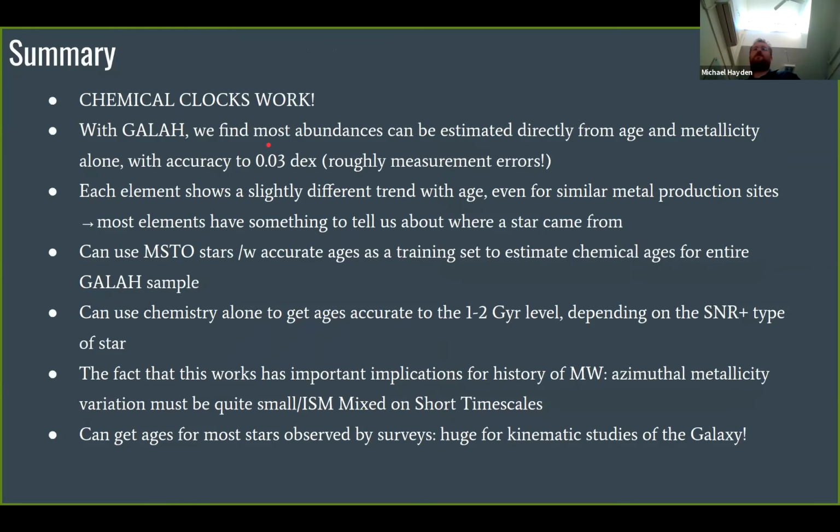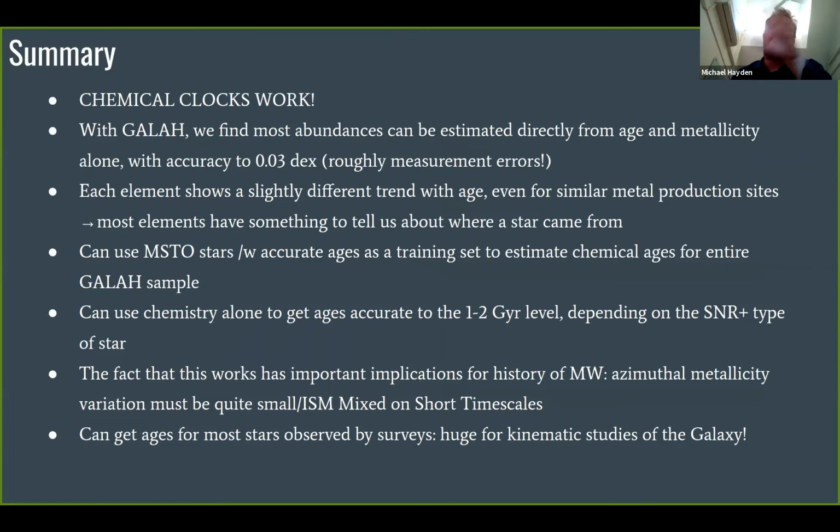All right, so I'll just leave you here with my summary. The main take-home is that chemical clocks work. With GALAH, we can find that abundances can be estimated directly just from age and metallicity to accuracies better than 0.03 dex, and we can turn that around and say we can now get ages for the entire HR diagram to 1 to 2 gigayears, depending on the signal to noise of the spectrum.